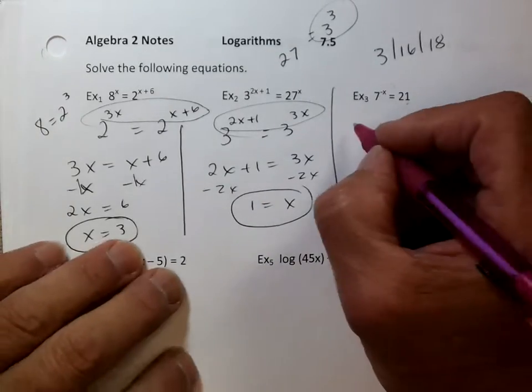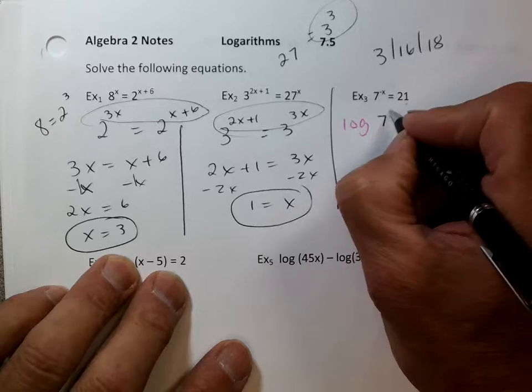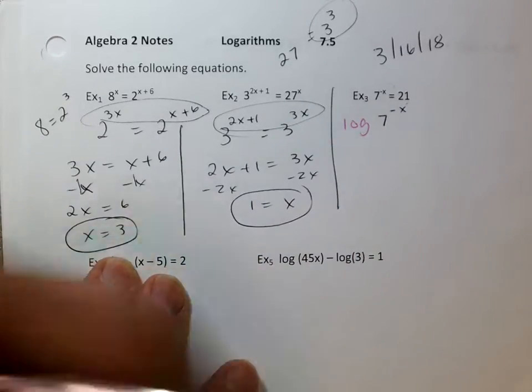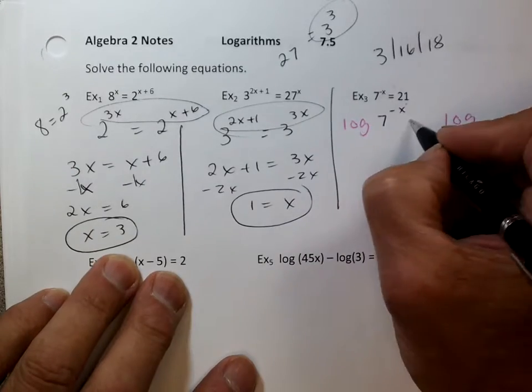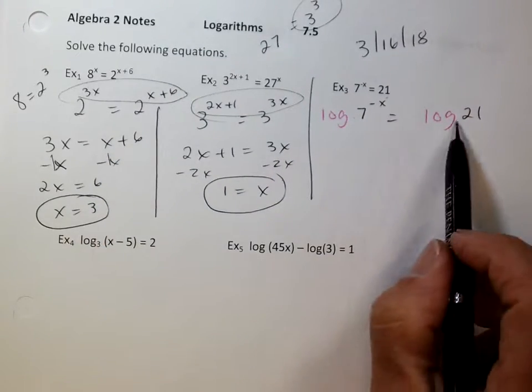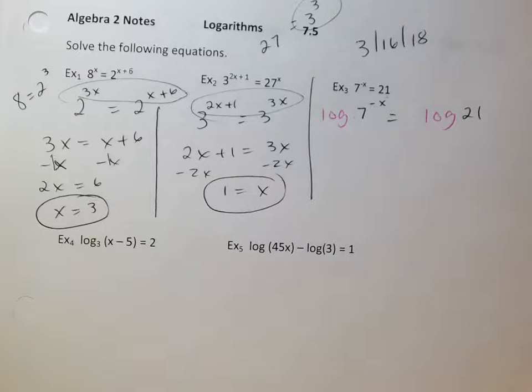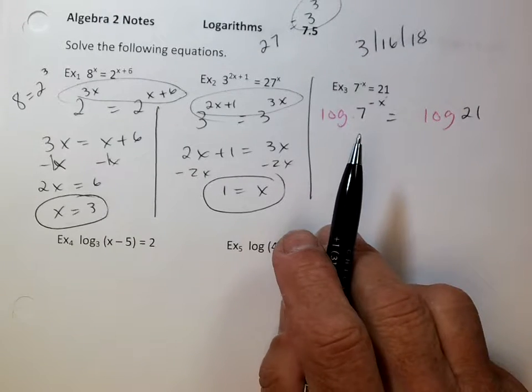Okay? So I'm going to take the log of 7 to the negative x equals log of 21. Okay, now the log I use doesn't have a base. It's the invisible base, which we know is base 10. The reason we're going to use base 10 is because then I can use my calculator, right? So we want to keep it as the invisible base because base 10 is calculator base. Unless you have a fancy calculator.